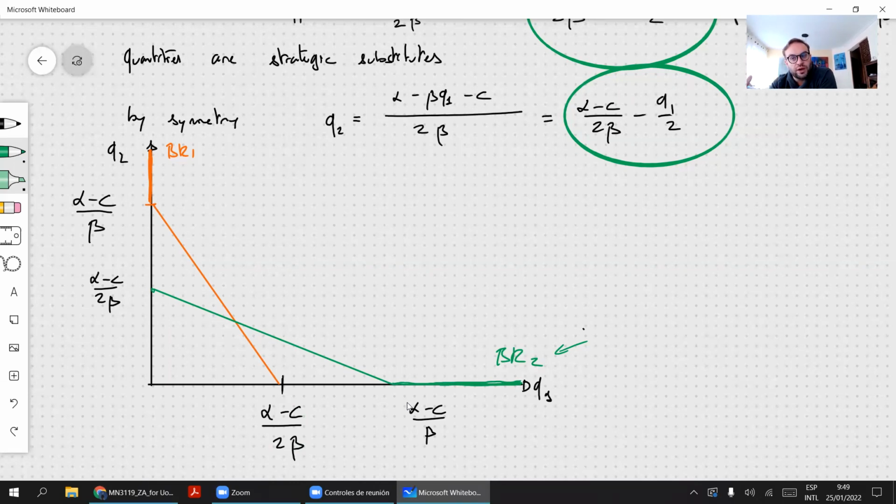Now, if you have two agents and the agents behave in the same way, they have the same problem, the only thing that we are interchanging are the subindexes of the strategic variables. That means that graphically you're just interchanging the axis.